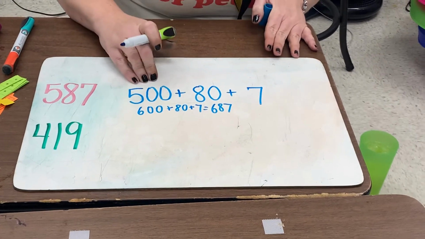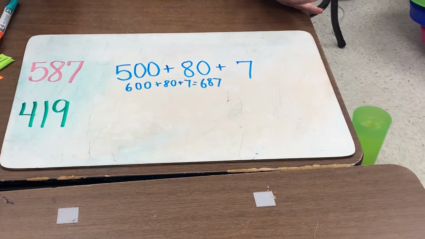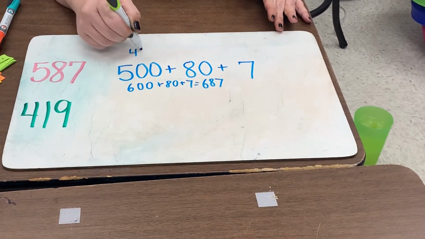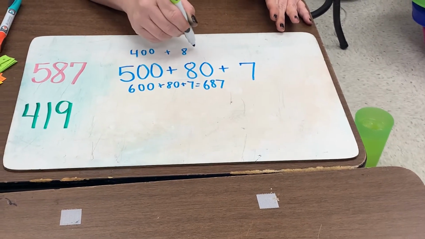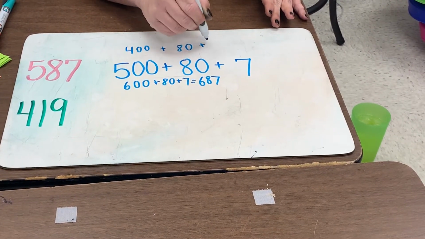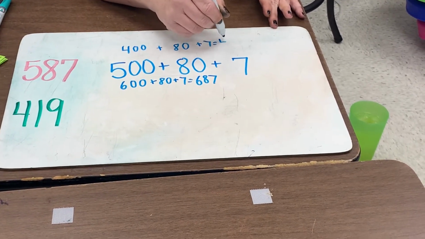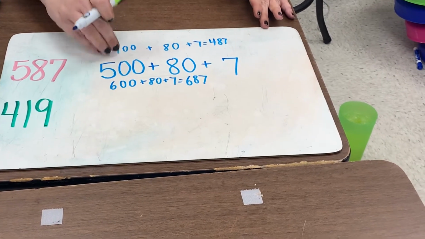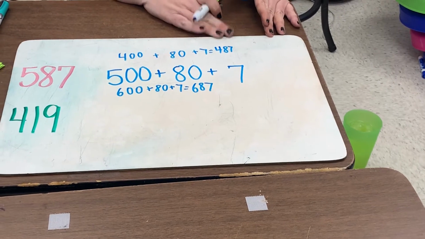Or if my teacher said, what's 100 less than 587? Well, if I'm at 500 and I take away 100, how much do I have then? That's right, I have 400. And I still have my 80 and my 7, which is going to equal 487. So I just focused on the hundreds place, and that helped me come to my answer faster.